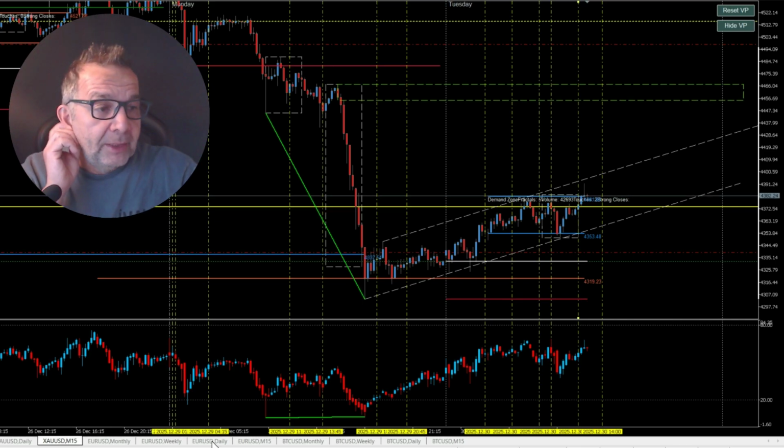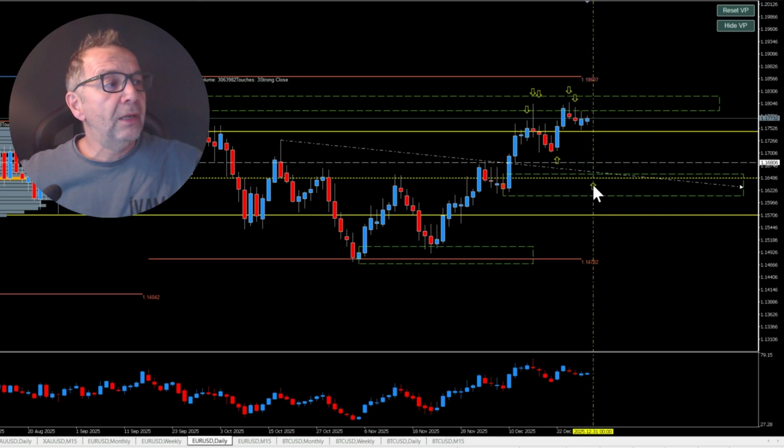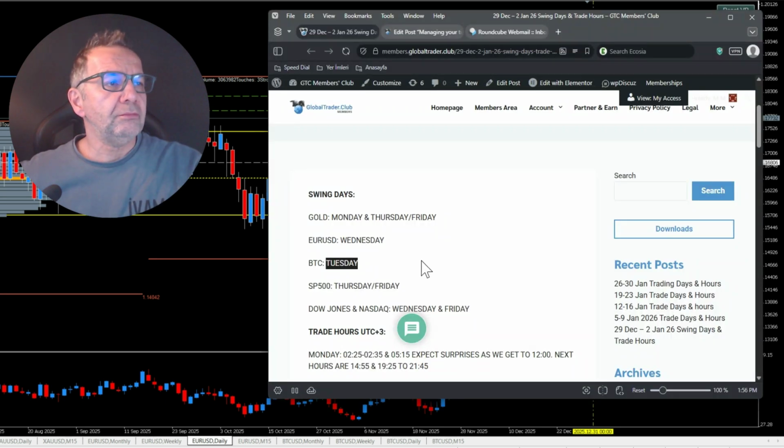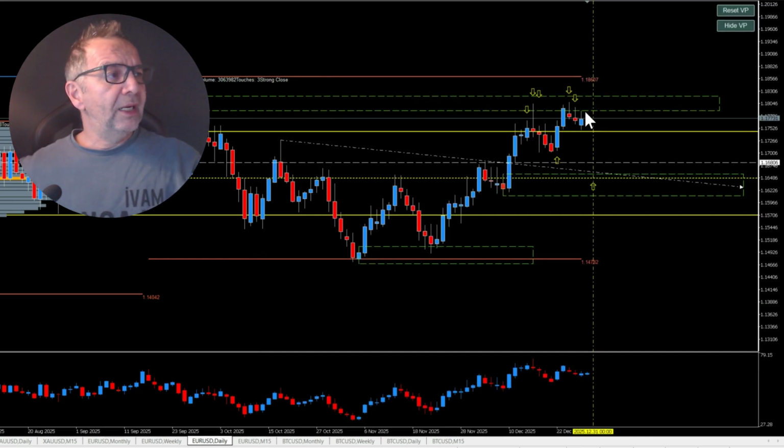Another good one is the euro dollar. Let's take a look at that as well. With the euro dollar, this is a sell zone. Trading days, you can sell the zone. But look where I want to buy. I've got a trading day for the euro dollar on Wednesday. And Wednesday is a half day, so we're either going to find ourselves up here or something crazy is going to happen and we're going to find ourselves down here.